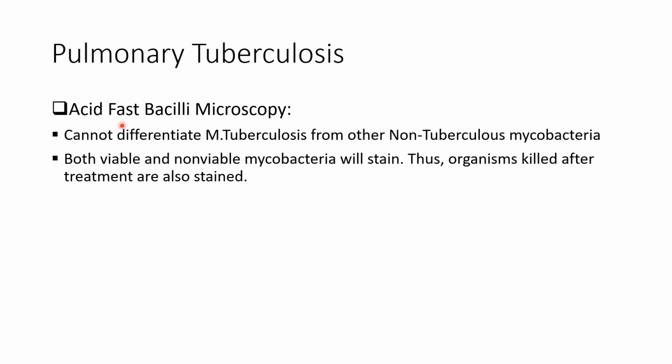Disadvantages of acid-fast bacilli smear microscopy are: it cannot differentiate Mycobacterium tuberculosis from other non-tuberculous mycobacteria. It stains both viable and non-viable mycobacteria, thus organisms killed after treatment are also stained.